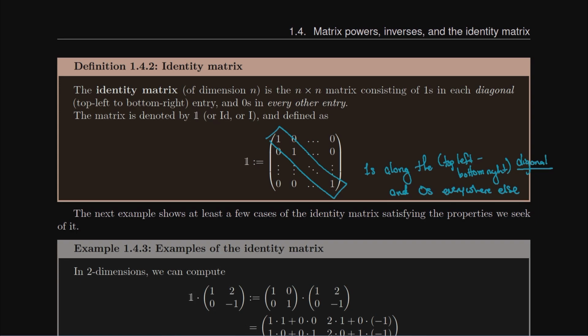So this matrix, no matter what the size is, it's always going to be n by n. It'll be square. But aside from that, no matter what the size of this matrix is, if you go ahead and multiply by it, it's going to leave the other side of the multiplication unchanged.